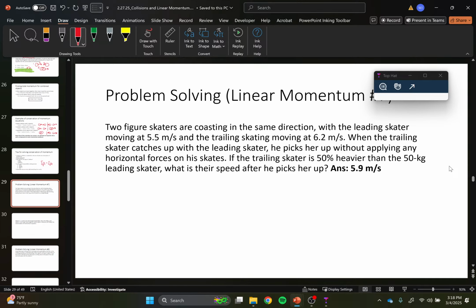Two figure skaters are coasting in the same direction, with the leading skater moving at 5.5 meters per second, the trailing skater moving at 6.2 meters per second. When the trailing skater catches up with the leading skater, he picks her up without applying any horizontal forces. Again, no extra forces. The trailing skater is 50% heavier than the 50 kilogram leading skater. What's their speed after he picks her up?